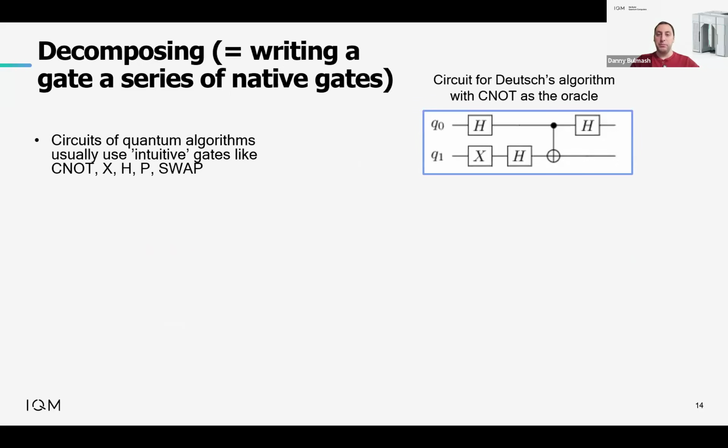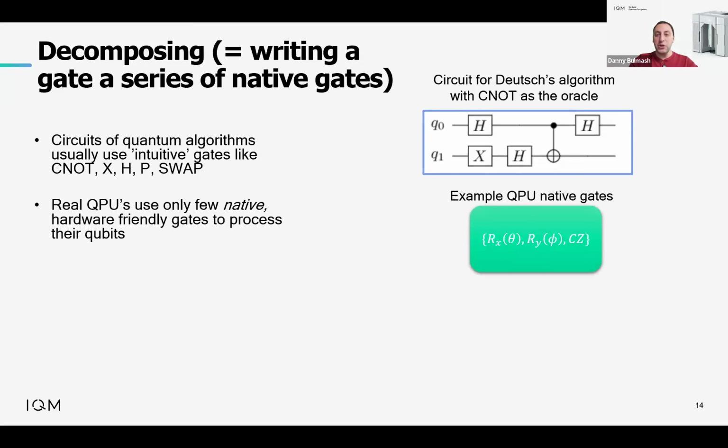But now we run into a bit of a problem. Imagine that you want to do a circuit like the one I've shown on the top right here. We have some Hadamard gates, some X gates, and a CNOT gate. When we're writing a quantum algorithm, we generally want to be able to use these intuitive gates. We want to be able to write down a Hadamard gate or a CNOT gate. These things are really intuitive for us to work with because we can understand very simply what they do to our qubits. The problem is that the real QPU doesn't always use those gates directly, right?